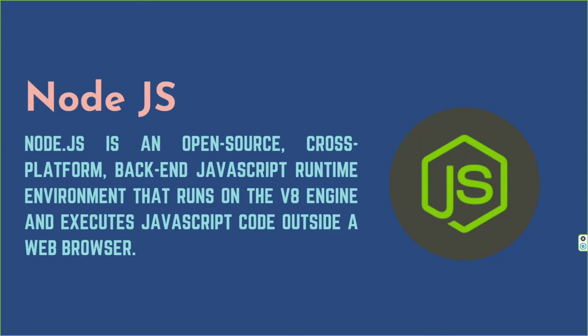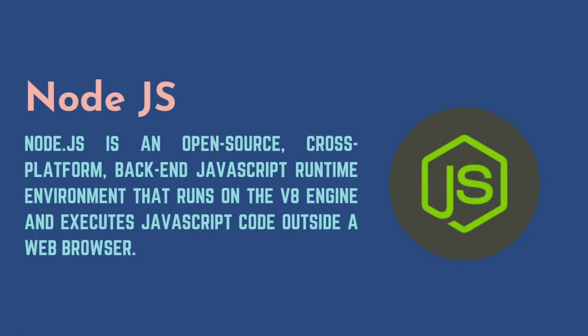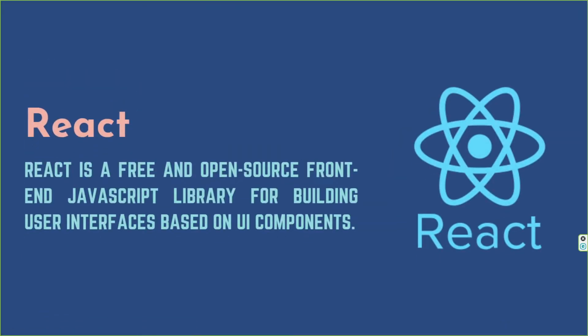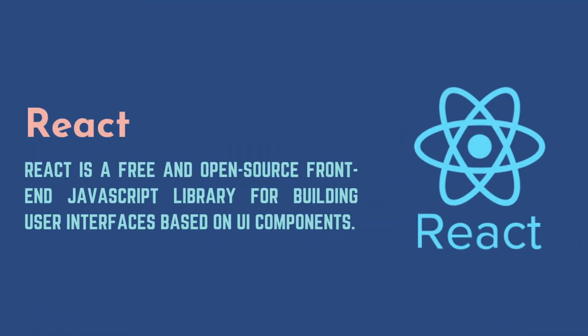So first, Node.js. Node.js is an open source cross-platform backend JavaScript runtime environment that runs on the V8 engine and executes JavaScript code outside the web browser. Then React. React is a free and open source front-end JavaScript library for building user interfaces based on UI components. In this session, I told you that we are going to deploy a Node.js application, so I used React.js to create our application.